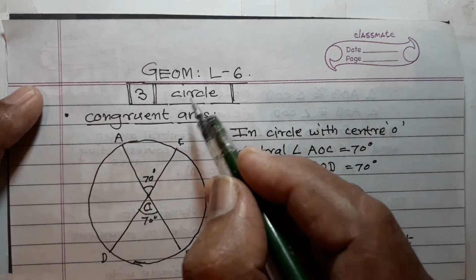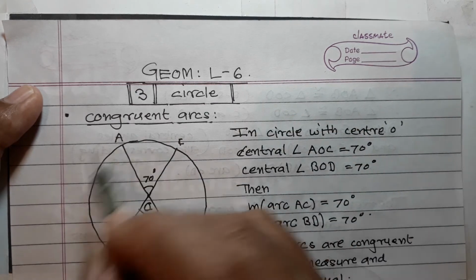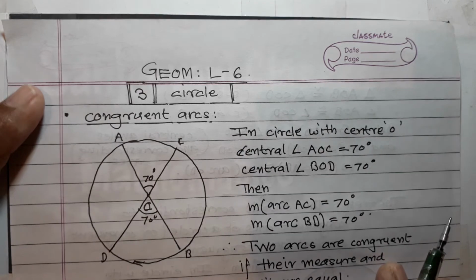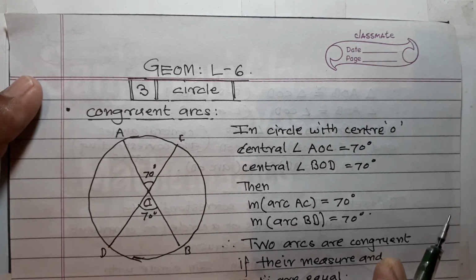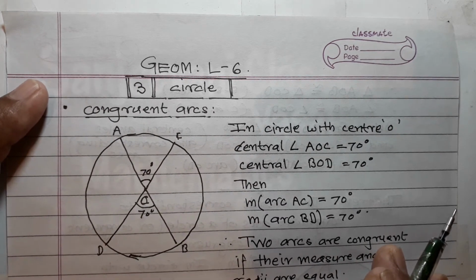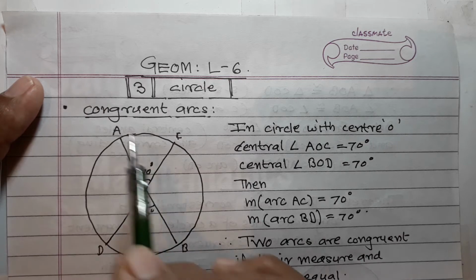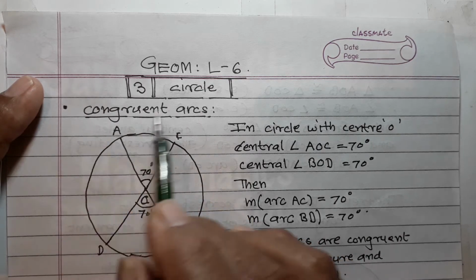In this lecture, I am going to explain some more terms related to circle. Okay, now try to understand. There are many terms in circle, and all these terms are very important. These are all basic knowledge. Now try to understand congruent arcs.